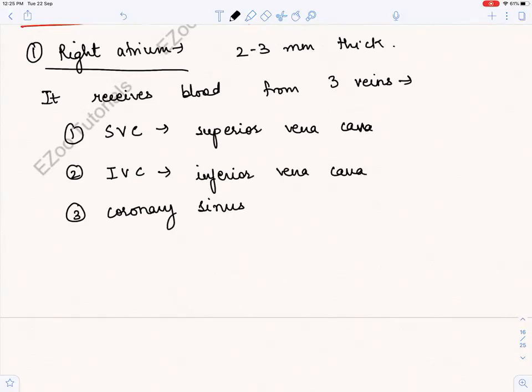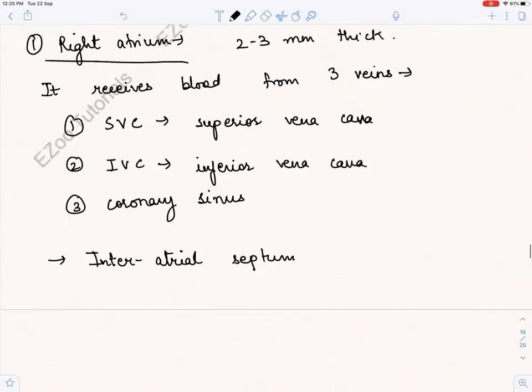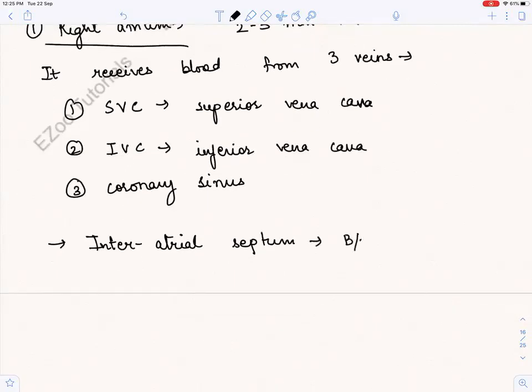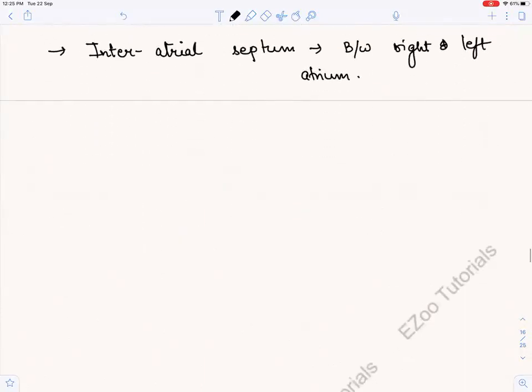Now there is a thing called the interatrial septum. I told you, the interatrial septum is between the two atria, but it is not visible, right? Make notes, write with your own hands, because when we are seeing, we feel we have learned, but unless and until we write, nothing goes in our mind. Okay, we have to write.